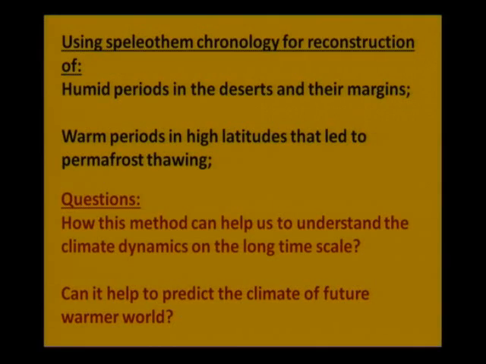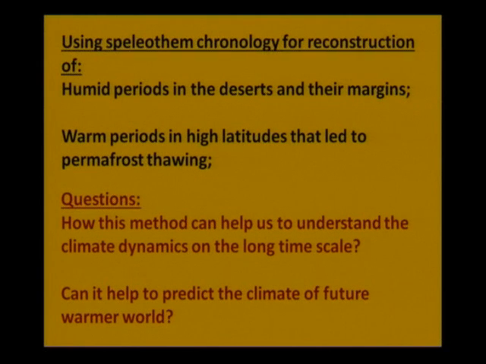So my method is actually to use speleothem growth layers to find when water was flowing into the cave in arid regions, or when there were warm conditions in a cold region that is now permafrosted. I date layers of stalagmites or stalactites, and then I know when these periods happened.